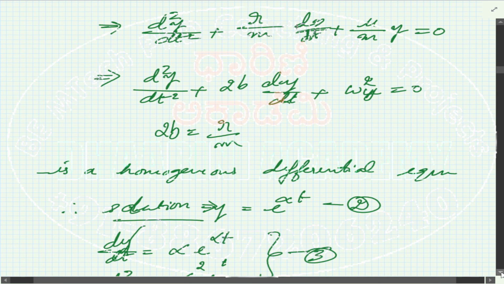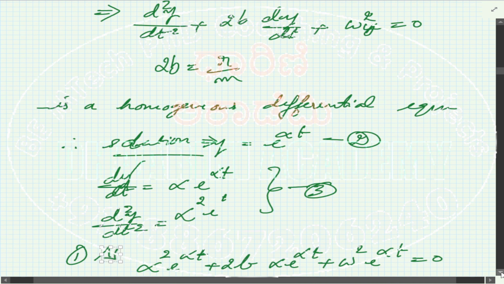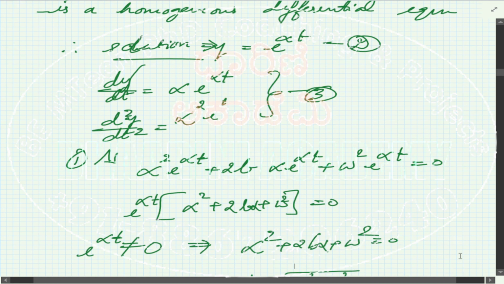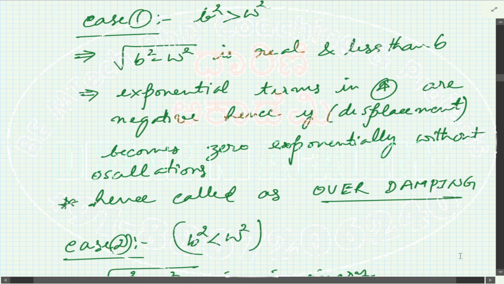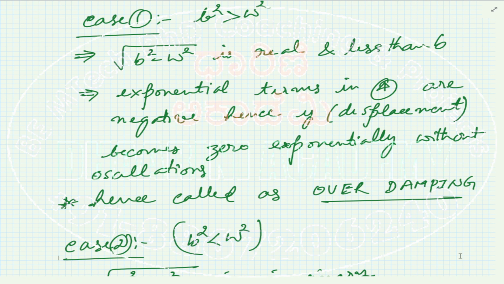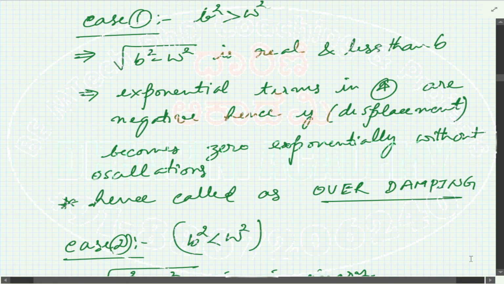So in this case, you can see that there are several cases. The cases are something like this: when the value of b square is greater than omega square, whenever that condition is satisfied, you can see that the term b square minus omega square is a real quantity. Whenever it is real, we call that case overdamping.